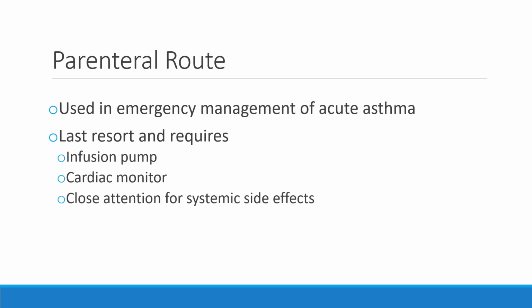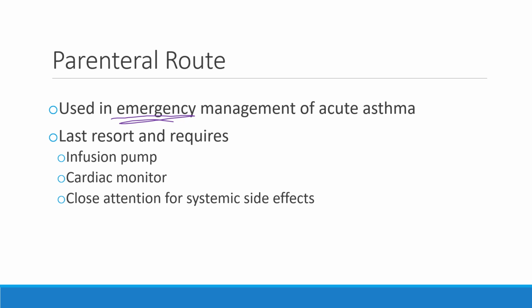Let's talk about parenteral route, right? So this one, it means it's IV, intramuscular, subcutaneous. It's any route other than by mouth, right? And so this is used usually in emergency management. I'm going to underline emergency management of acute asthma. So this is usually a last resort that will require an infusion pump, a cardiac monitor, close attention to systemic side effects.